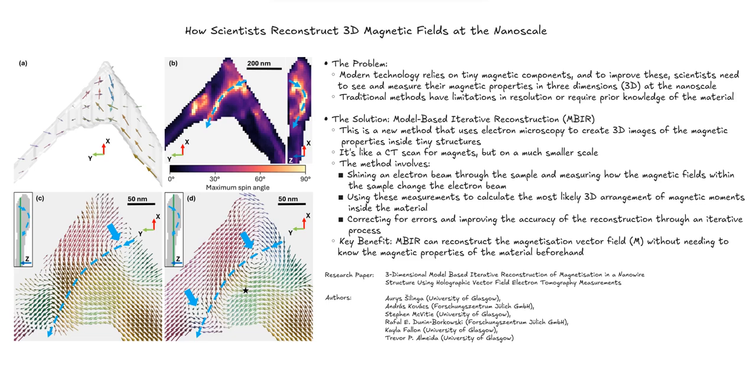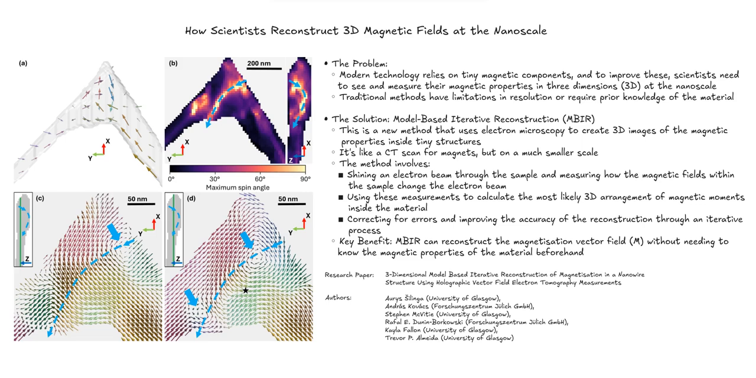Welcome to our deep dive into the fascinating world of 3D magnetic structures. We'll be looking at a research paper that presents a new method for visualizing and understanding these tiny but crucial components of future technologies. We'll be exploring the paper, Three-Dimensional Model-Based Iterative Reconstruction of Magnetization in a Nanowire Structure, using holographic vector field electron tomography measurements. It might sound a bit intimidating, but we'll break it down together.